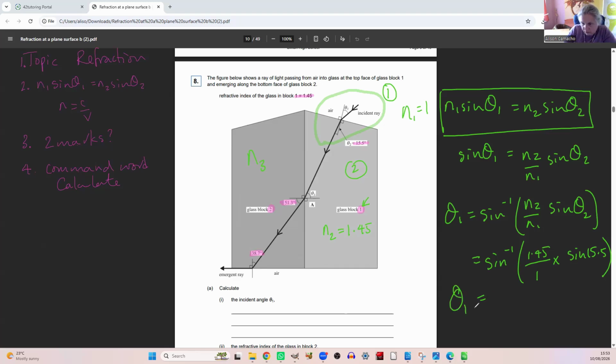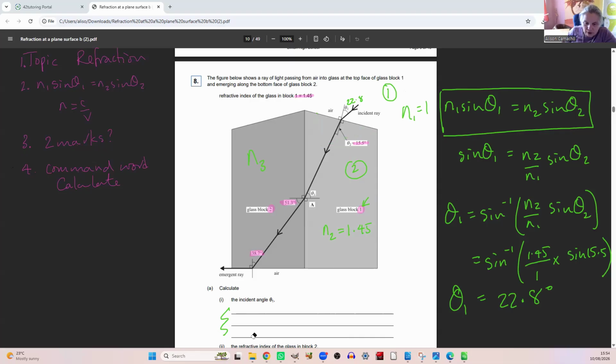Now I get theta 1 is 22.8 degrees. Okay, so we've done this first one, and we now know that this is 22.8 degrees. Okay, right, having done that, what's the next question?